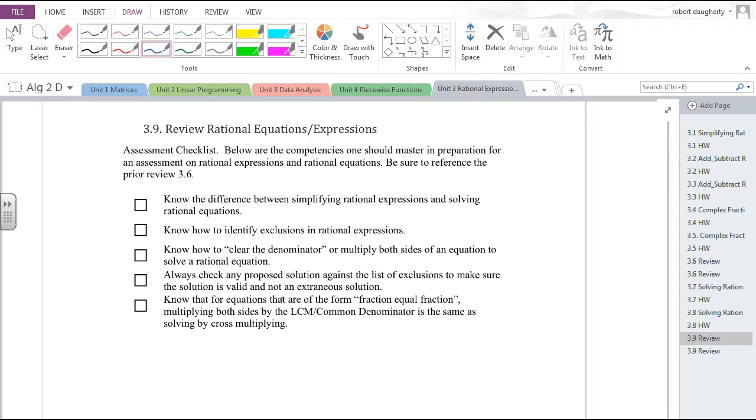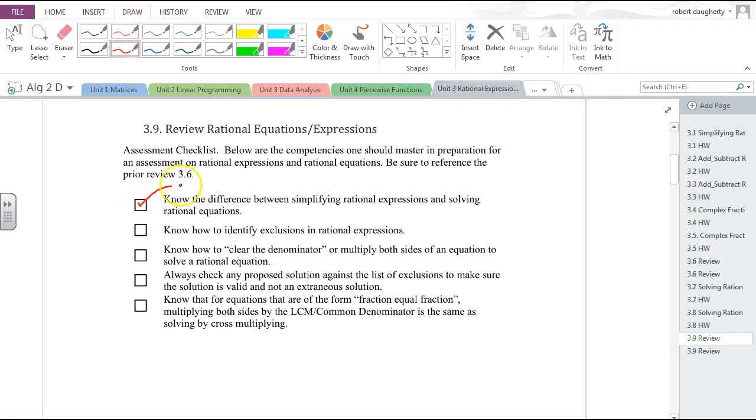Keep that material in shape. This is what we have. So the big difference, everything we did in the first part of this unit was rational expressions. The last 2 lessons were solving rational equations. Make sure you know the difference. Okay, when you see an equal sign, you are looking for a solution.